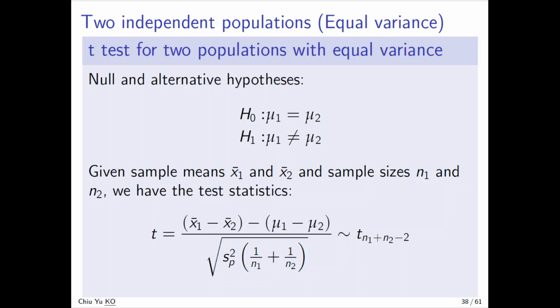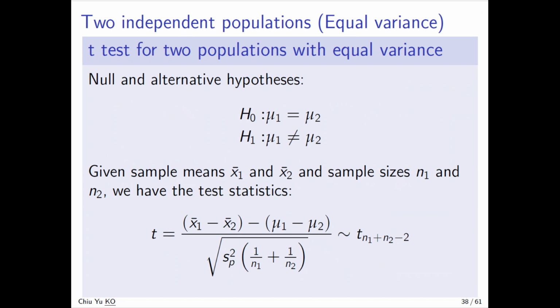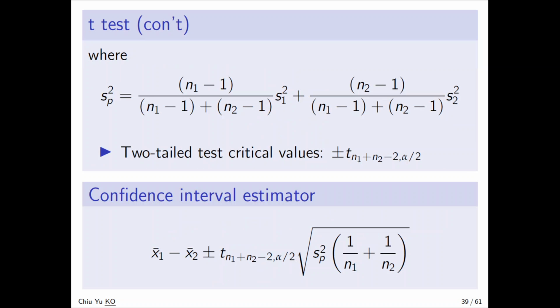It looks like a very weird object. But first of all, what is Sp square? Sp square is another very strange object. You can see it is a weighted average. The denominator is n1 minus 1 plus n2 minus 1, so it's n1 plus n2 minus 2, and the weights are n1 minus 1 and n2 minus 1. S1 squared and S2 squared are the sample variances of group 1 and group 2. That is Sp square.